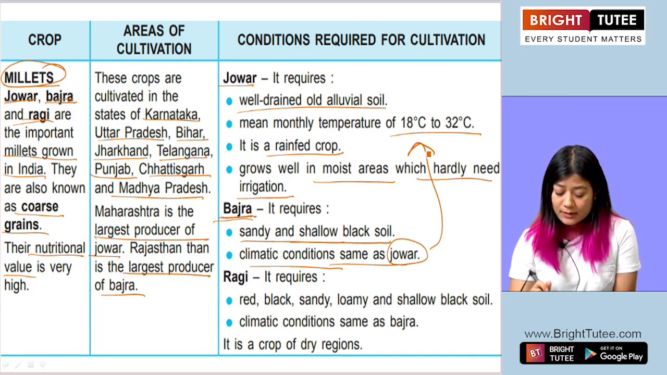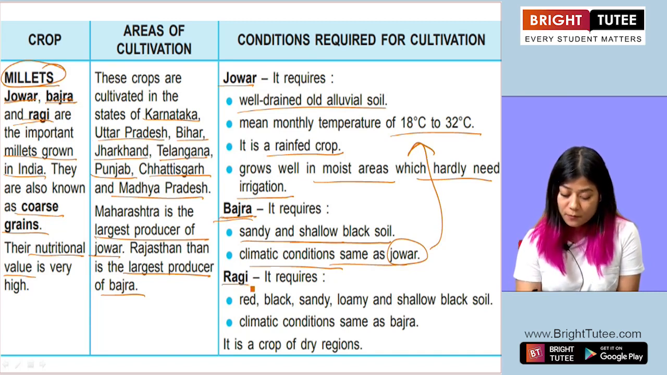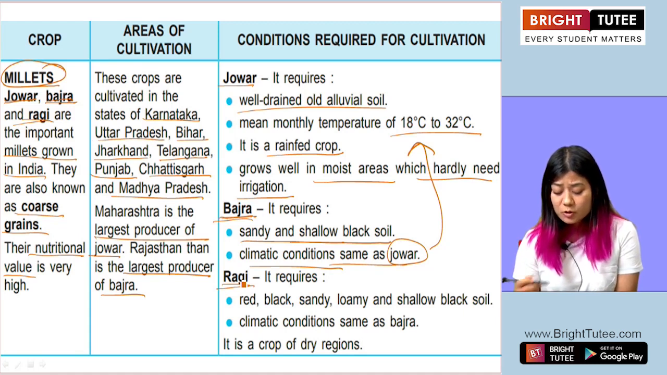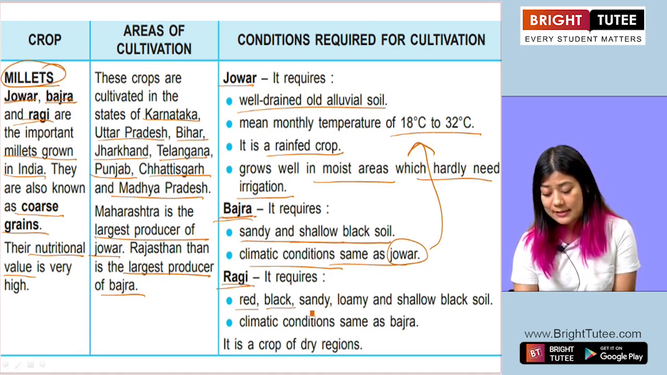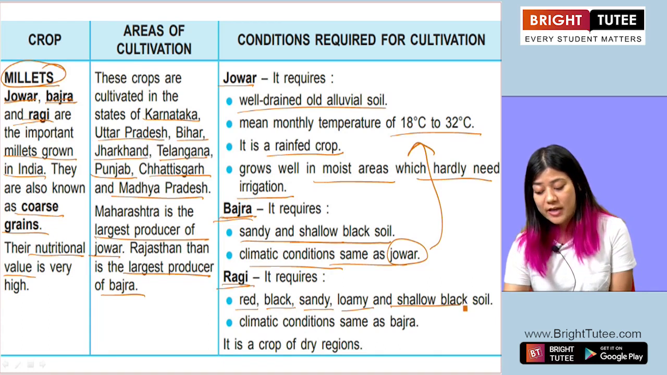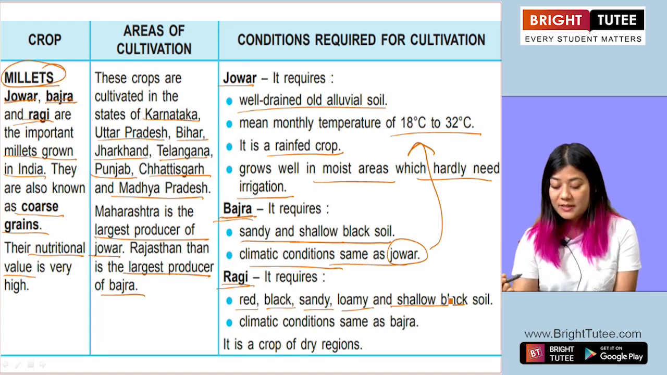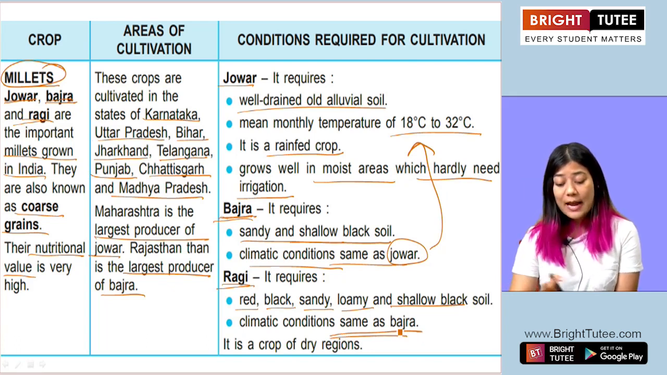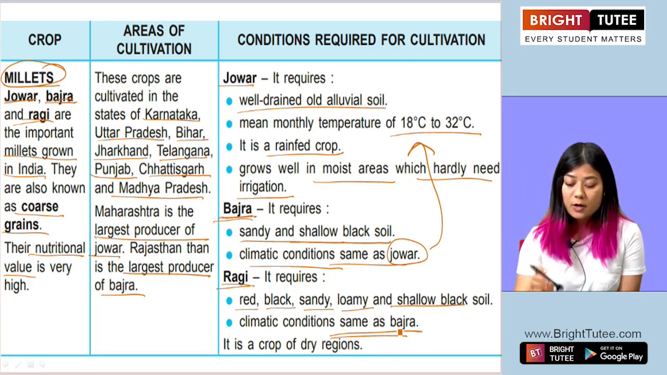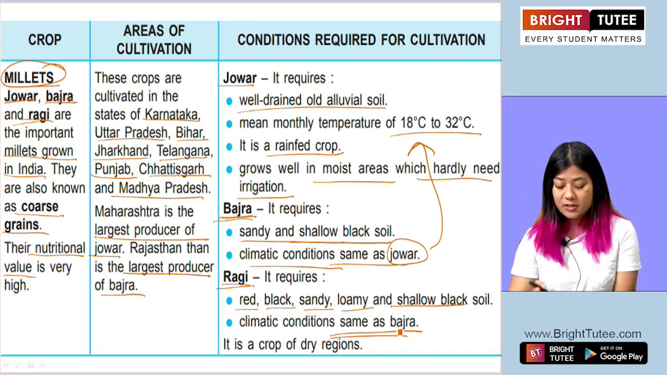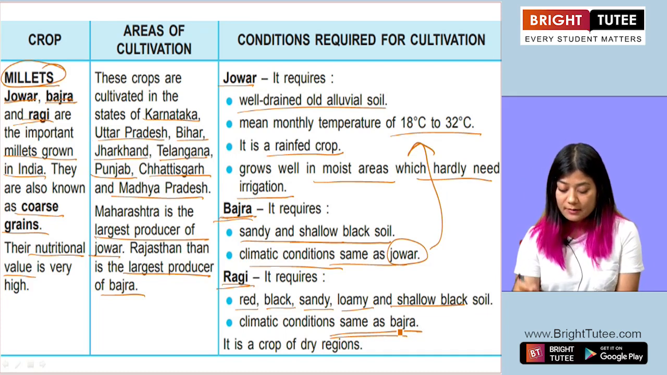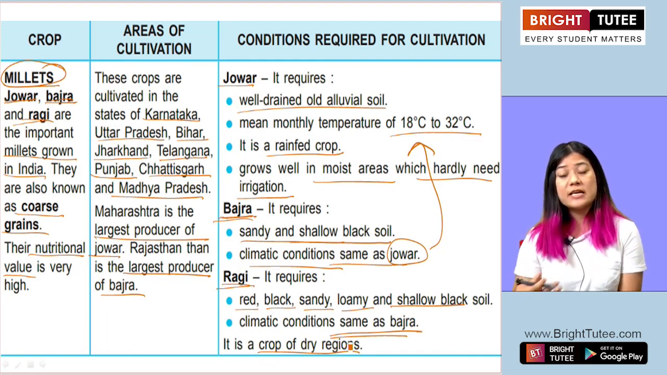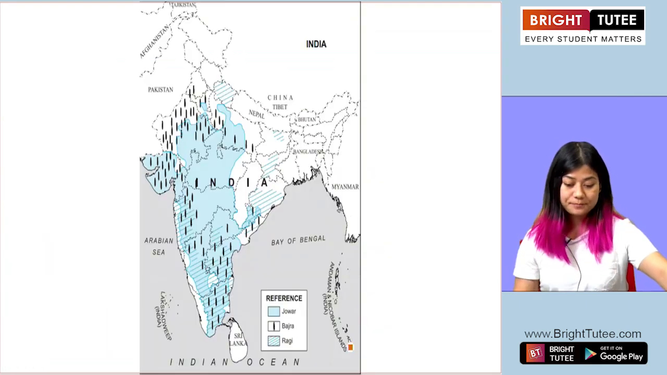Now let's look at the requirements for the cultivation of ragi. For ragi, the soil has to be red, black, sandy, loamy and shallow black. The climatic conditions, on the other hand, are the same as bajra. So the climatic conditions required for jawar, bajra and ragi cultivation are the same. Ragi is a crop of dry regions, so it grows in dry areas.